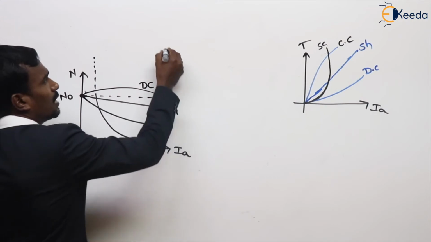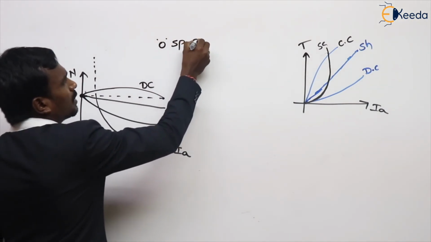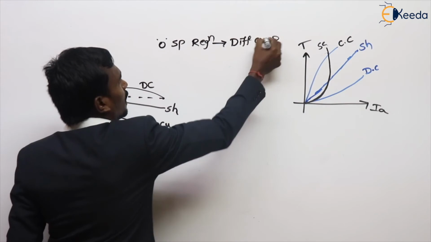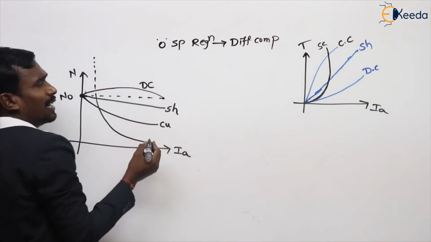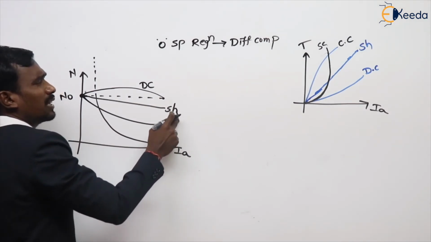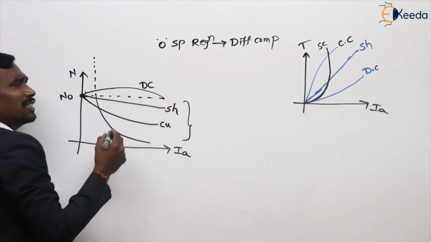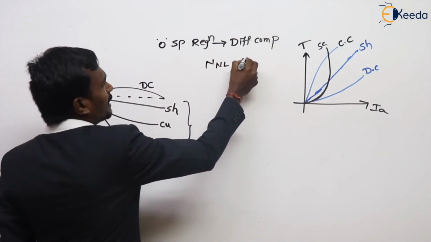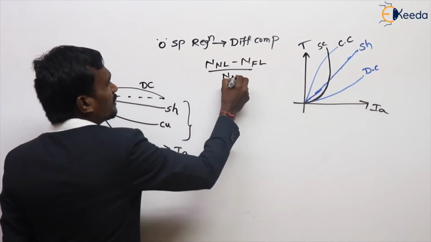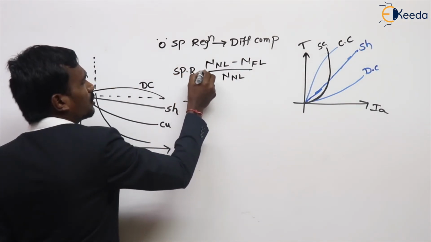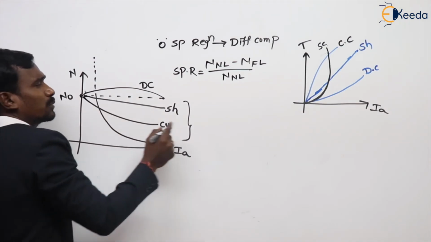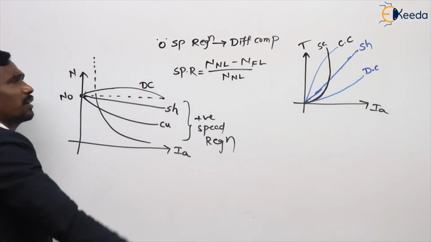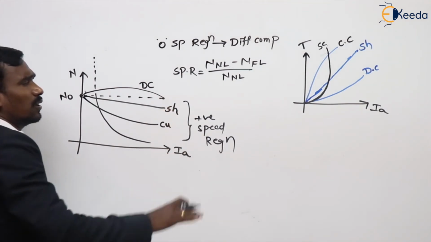Here, which one has zero speed regulation? Can you tell me, zero speed regulation is only for the differential compound motor? Which of the following have the same regulation? These all have either negative or positive regulation. Speed regulation is no load speed minus full load speed, divided by either no load speed or full load speed. Here, no load speed is greater than full load speed. All are having positive speed regulation only. The full load speeds are less than the no load speeds.